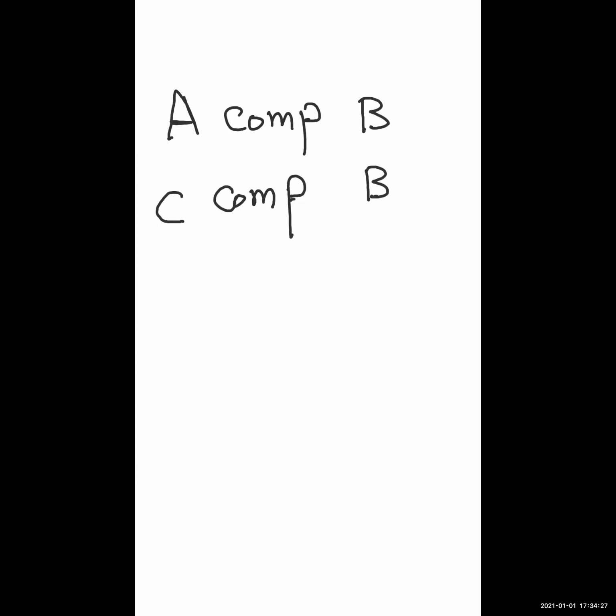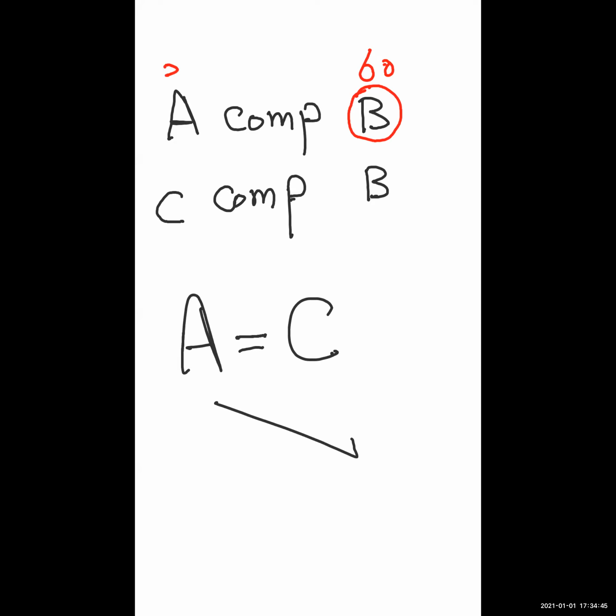One more point, guys. If angle A complements B and C also complements angle B, this means simply that the measurement of A equals the measurement of C. For example, if B is 60, A will equal 30, because 30 complements 60 to make 90. And here B is also 60, so C also has to equal 30. So A will equal C.